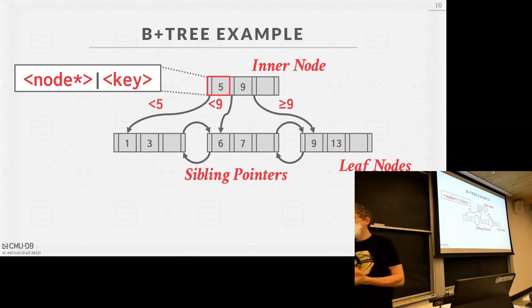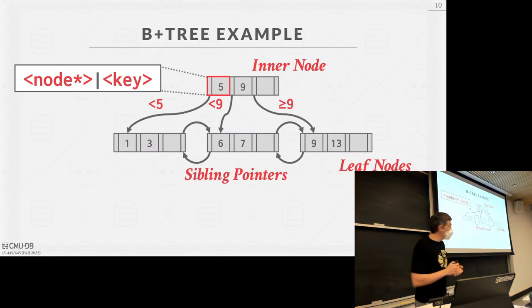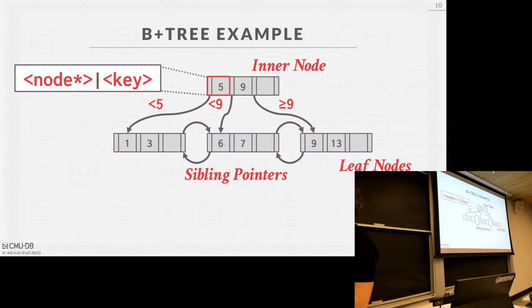Can you clarify? So everything to the left is... Her question is, everything at this pointer here going down is guaranteed to be less than 9.